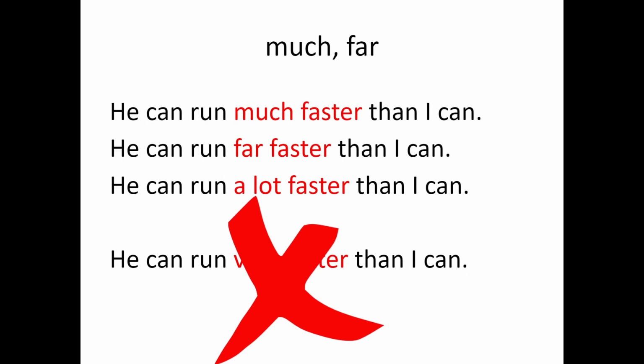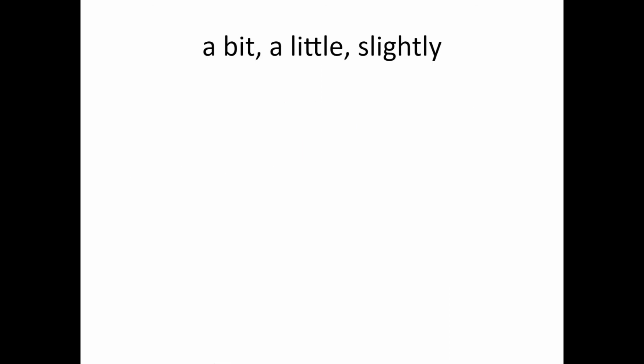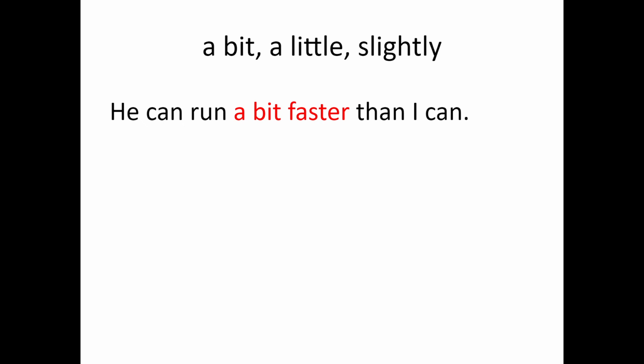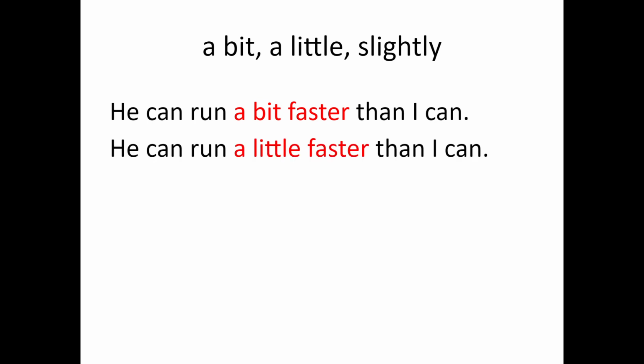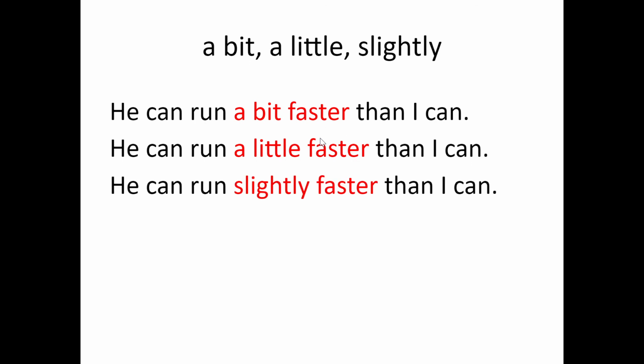Now, to make the comparative adverb weaker, you can use a bit or a little or slightly. So he can run a bit faster than I can. We're almost the same, but he's a little faster, a bit faster. Or he can run a little faster than I can, same meaning. Or he can run slightly faster than I can. Again, very similar meaning here.